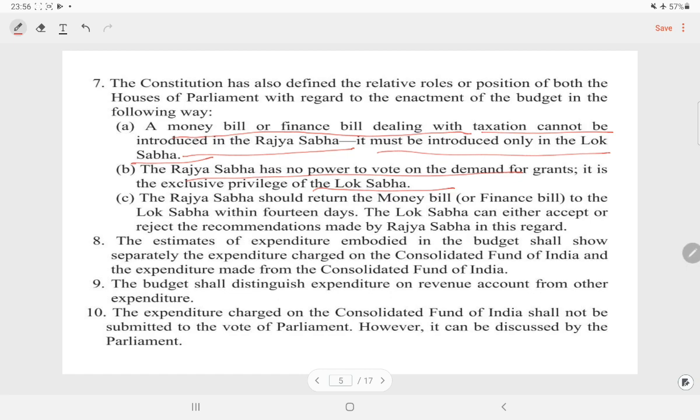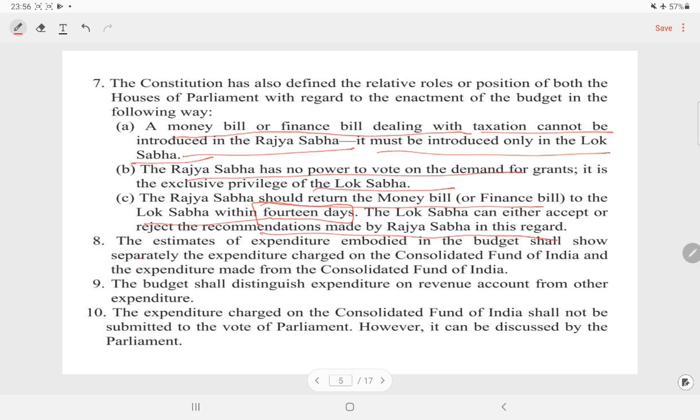Okay, and the Rajya Sabha should return the money bill to the Lok Sabha within 40 days. Okay, and if after 40 days they are not returning it, that bill is deemed to be passed. Okay, and the Lok Sabha can either accept the recommendation that is made by Rajya Sabha, or completely ignore it. It is not necessary that Lok Sabha has to take the recommendation of Rajya Sabha in this. They can completely ignore this also.